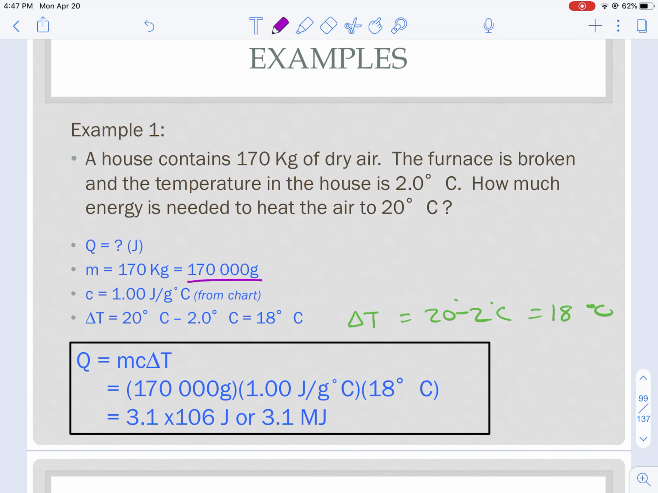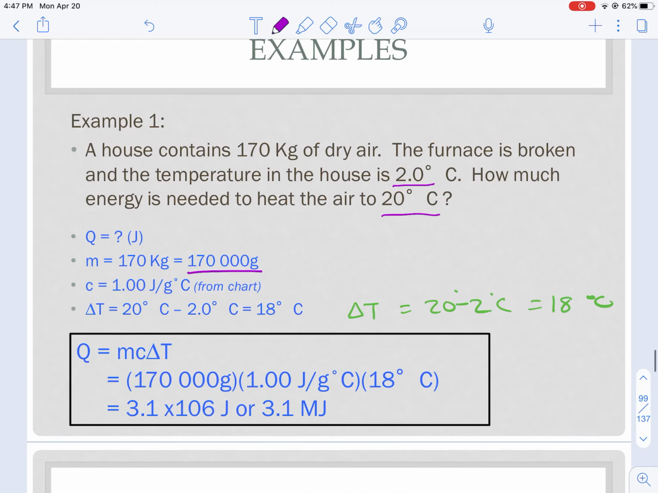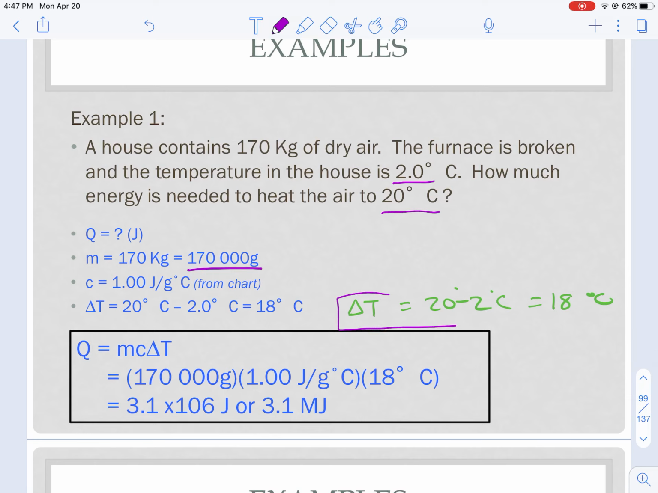So for this first example, they tell you that the furnace broke and it's 2 degrees, but you wonder how much heat it would take to get it to 20 degrees. So you can see here, I just figured it out here in the green, that if you take the 20 degrees and subtract the 2 degrees, it's an 18 degree change. So you know what the value is for that one.